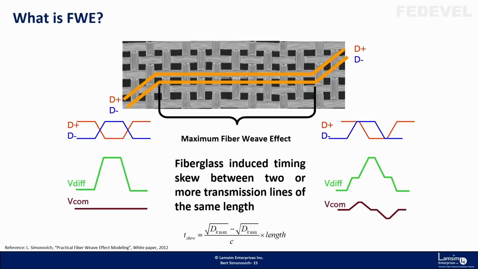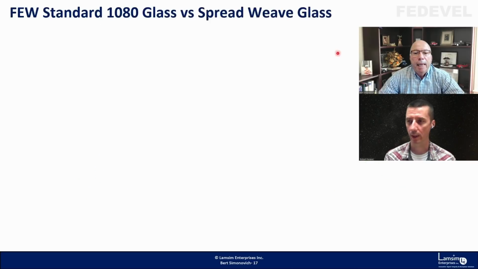So skew is quite an important thing to consider. When do we need to consider this? Again, for what kind of frequencies or baud rates? I'll get into that in a second.